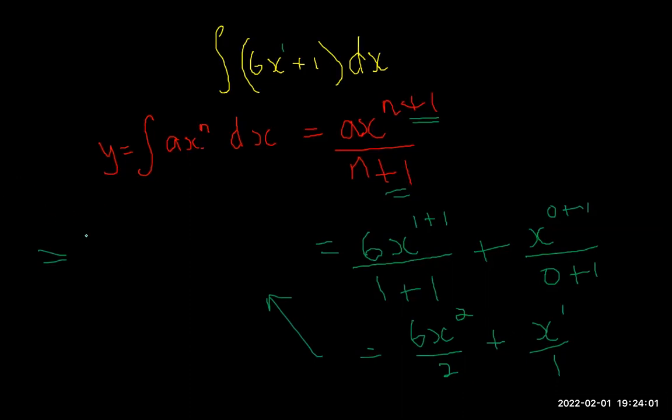So what will I get here? 3x squared. Anything raised to the power of 1 is itself. So saying x to the power of 1 is the same as saying x. And then anything divided by 1 is also itself. So x divided by 1 is x. Hence, I got this: 3x squared plus x. Do you understand that now?